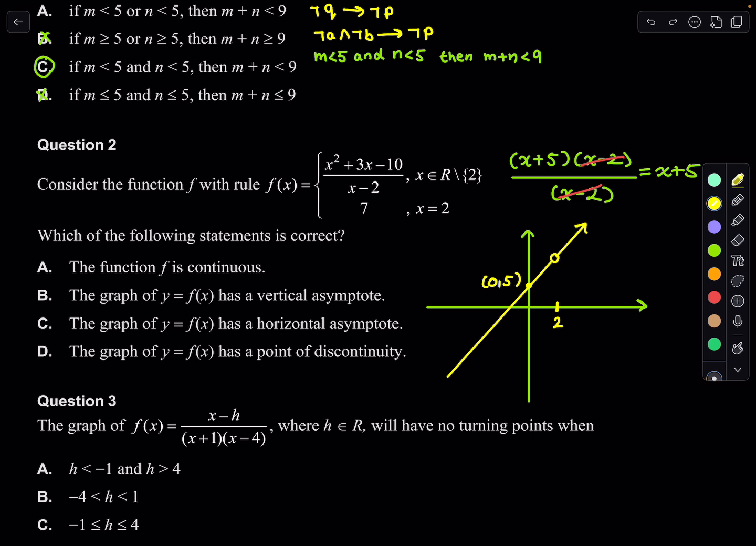Now the next part is, to draw this, it's basically drawing the y equals 7 line at x equals 2. Now I just want to double check. What's the y value for this hole?